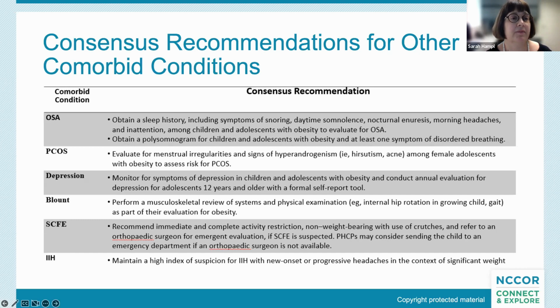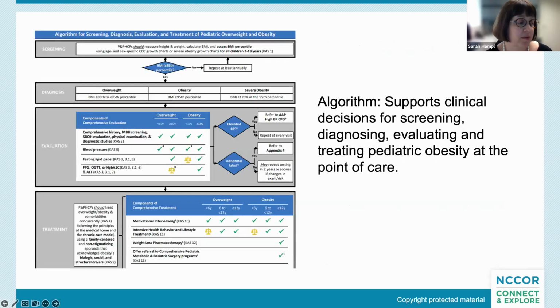Next slide, please. An algorithm really supports the decision-making of the clinician. So the algorithm covers the screening, diagnosis, the evaluation, and the treatment of children and adolescents with overweight and obesity. So it's a more quick guide. We have some other tools that we'll show at the end as well, but it's designed to be a quick guide to action for the clinician. Next slide.